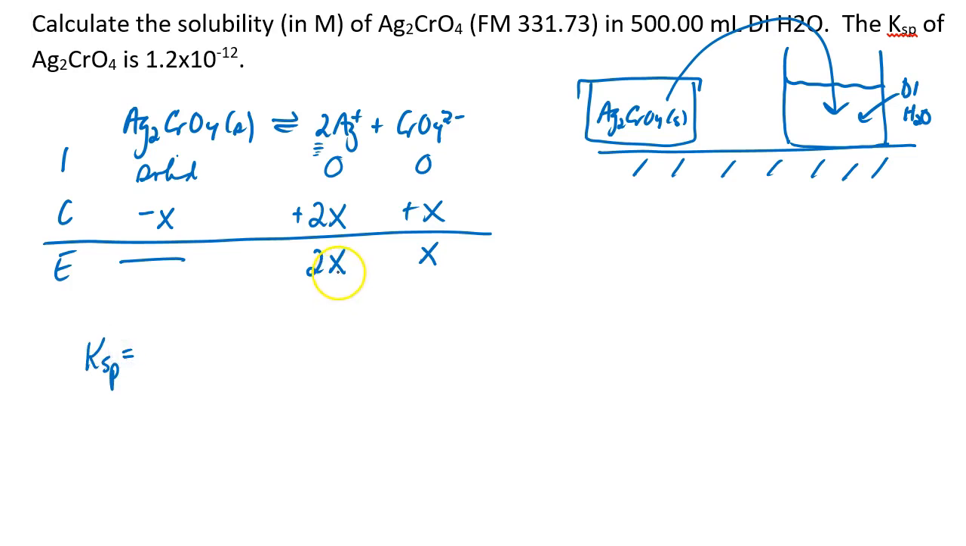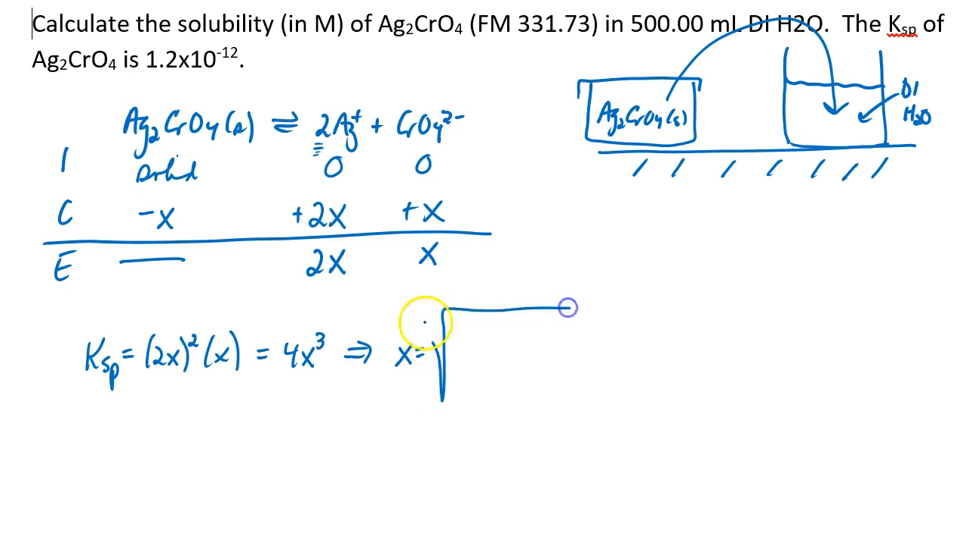Ksp is going to be the concentration of silver squared, so that'll be 2x, the quantity squared, times the concentration of chromate, that'll be x. So if we do the algebra here, 2x squared is 4x squared times x, that's 4x cubed. And if we rearrange for x, I think that'll be the cube root of Ksp, which is 1.2 times 10 to the negative 12th, over 4. And when I did the arithmetic, I got 6.6 with an insignificant 9 times 10 to the negative 5th molar.